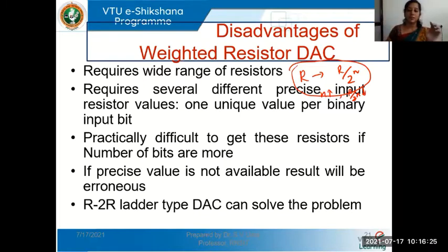This will resemble the structure of a ladder, and it will use just two components: a resistor of value R, and another of 2R. I don't need a wide range like from R by 2 to the power of n to R. That's a huge range of resistors. I don't need such a huge range here. That's why it is called an R2R ladder type of DAC.